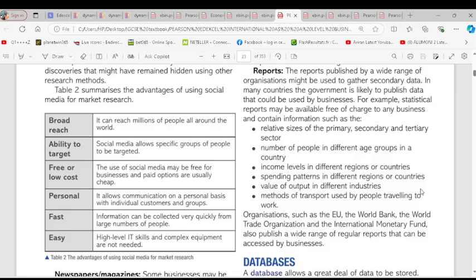So for secondary data, it simply means that you are gathering information of things in the past that could be useful for the present. That's about secondary data.